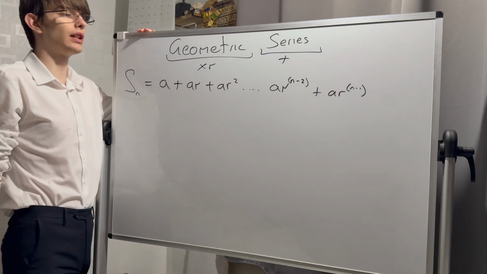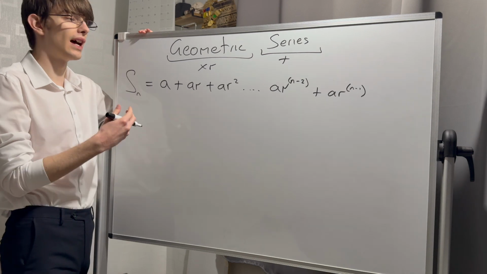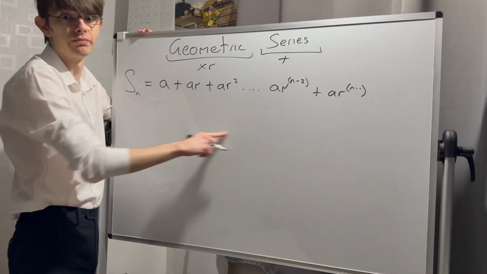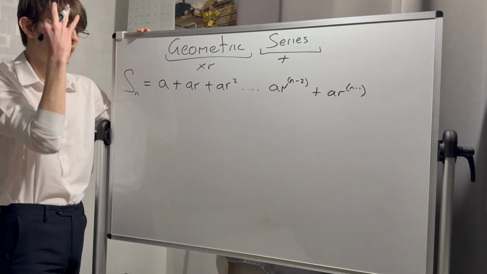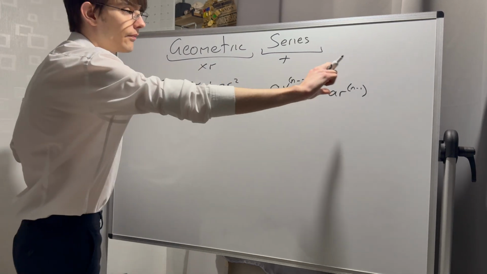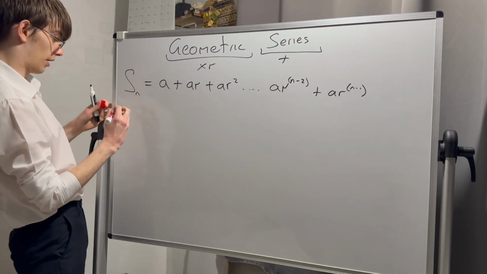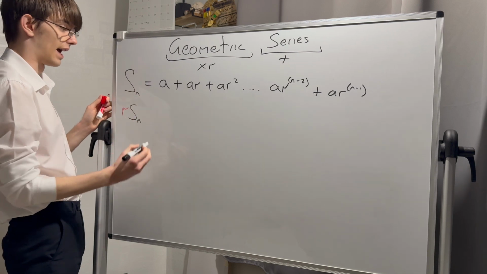Now, if you remember with the arithmetic sequence and the arithmetic series proof, we then rewrote them backwards, right? And then we added them from there and we did some nifty stuff, but we're not going to do that here. Here, the trick is we're going to multiply this entire sequence by r. So I'm going to have r times Sn.